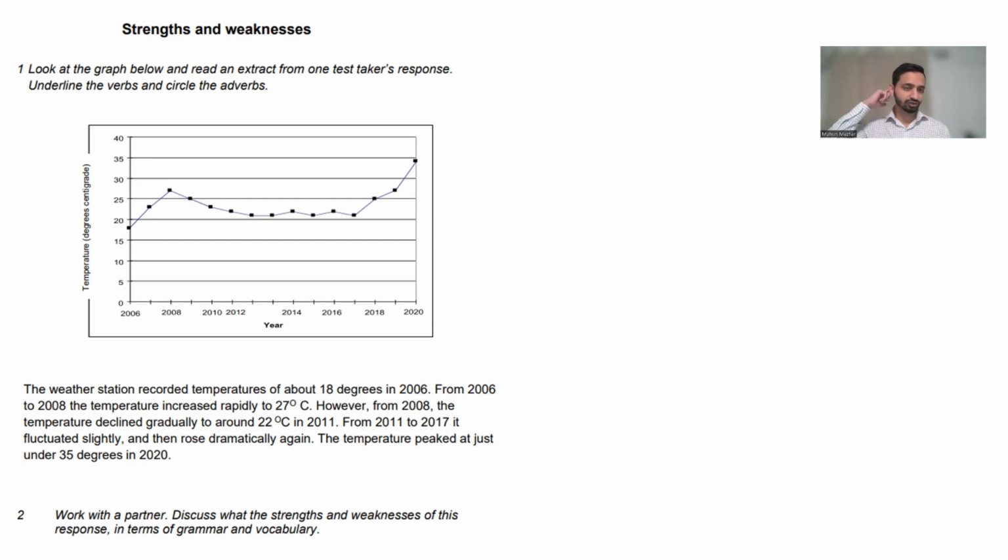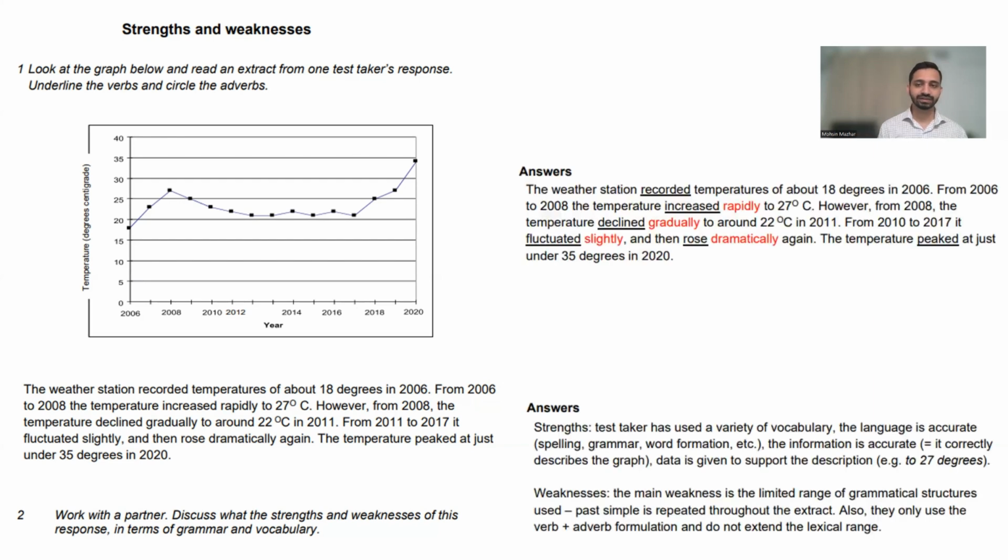Right? So I want you to first of all underline the verbs and circle the adverbs. Okay, first understand what are the verbs he's using to explain the increases and decreases and the trends, and also circle the adverbs. All right, that's one activity. Then I want you to think about the strengths of this response and the weaknesses. What is good about this response and what is bad about this response in terms of grammar and vocabulary. Do this activity on your own, pause the video here, and when you come back, we will review the response. All right, let's look at the answers.